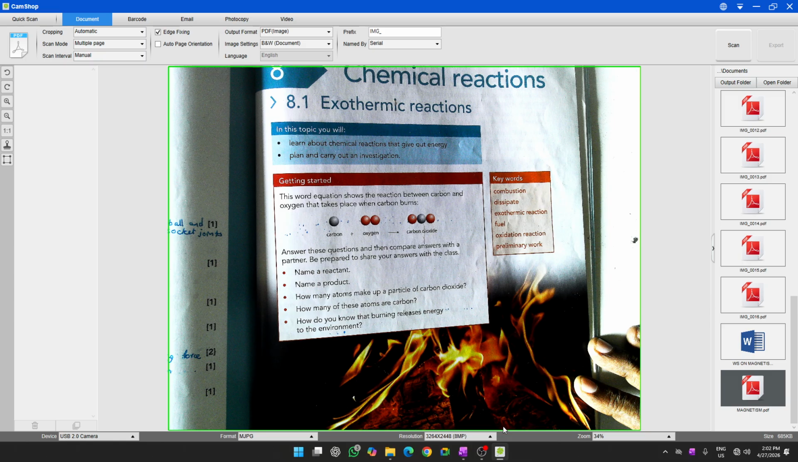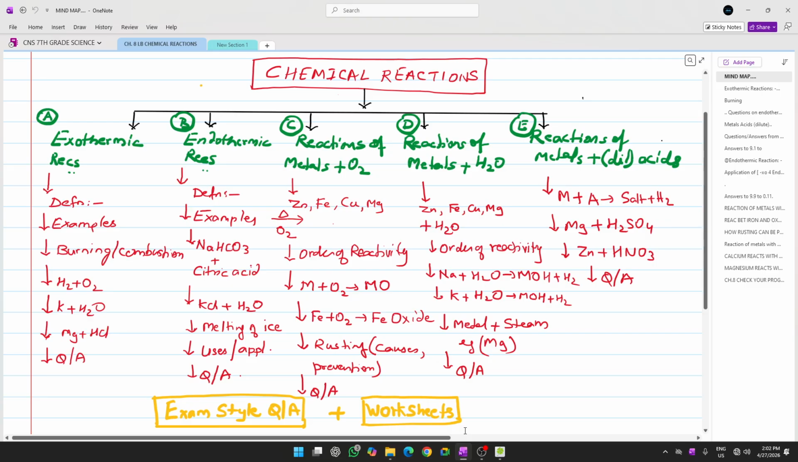Okay, so now we can see this chapter, chemical reactions. The first thing that I've done is I've made a mind map of this particular chapter. Now, what do you mean by mind map? A mind map of a chapter is nothing but all the important topics that you are going to study in this particular chapter, from the point of view of the textbook.